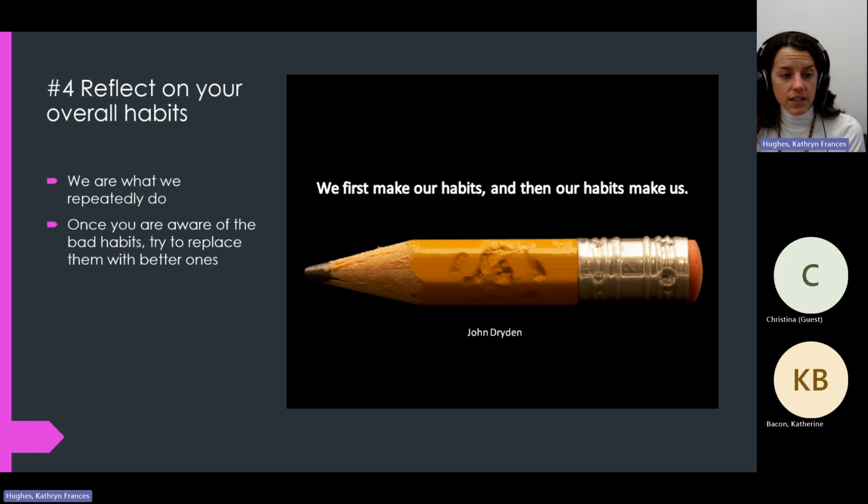And overall, just reflecting on our habits, right? We are what we repeatedly do. And once we're aware of our bad habits, we can try to replace them with better ones. So we first make our habits and then our habits make us. So we can change, but it takes time, right?